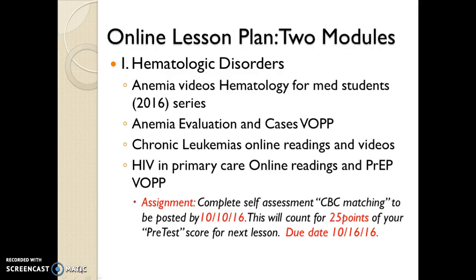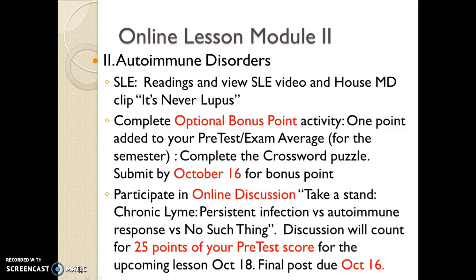You will have an assignment, a self-assessment, which is a CBC matching assessment to be posted by the 10th. You will have 2 tries for this, and you can work on it together. It's going to count 25 points of your pretest score for the next lesson. It will be due on the 16th.